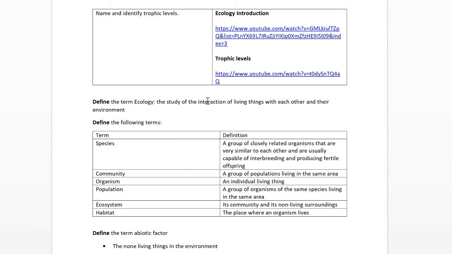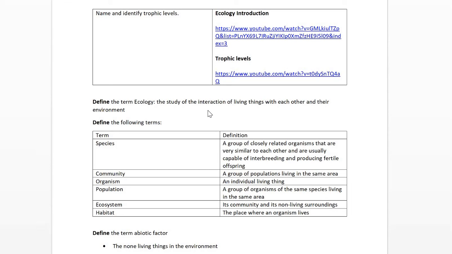When we're looking at defining the term ecology, it's the study of the interaction of living things with each other in an environment. So it's the study of living things and their interactions in particular physical spaces. There's a whole bunch of other terms as well. So, species: closely related organisms that are similar to each other, that are capable of interbreeding and producing fertile young. So, if you can't produce fertile young, you're not in the same species.